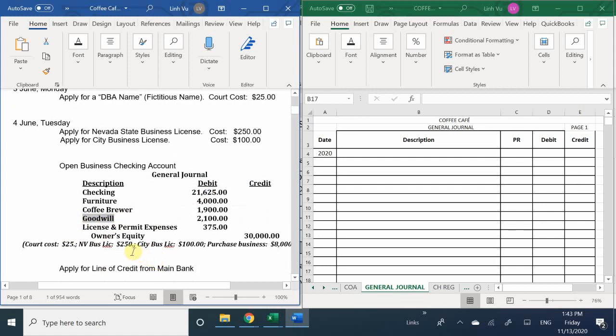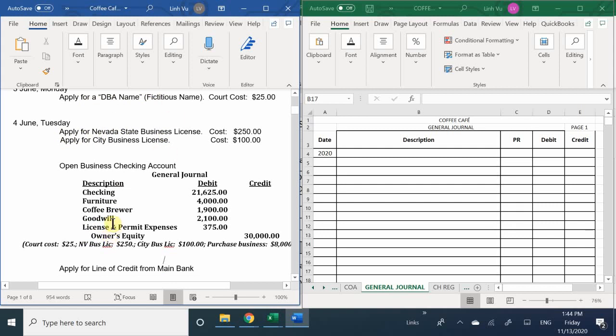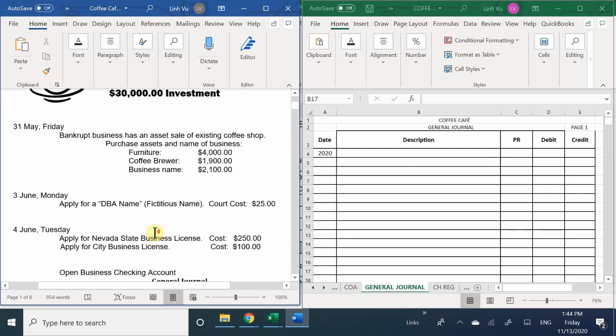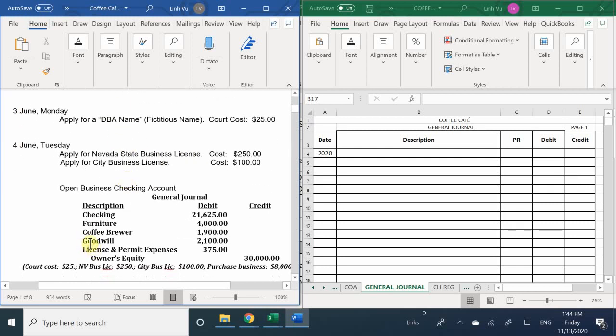All right. The next thing that we also had was a license and permit expense. We don't have a separate category for each specific one because I made the chart of accounts. What I'm telling you is that I want you to just total them up collectively and place them all under license and permit expense. Okay. And of course, when we invest in our own company, that's considered equity.